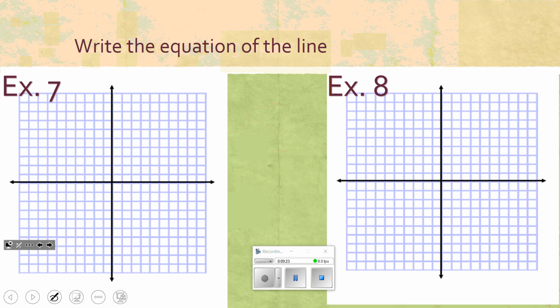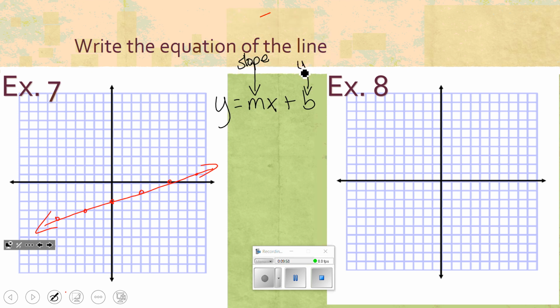Okay, so what we're going to do now is we're going to write equations from the lines. Again, sketch these the best you can. All right, so in order to write an equation, we need to understand y equals mx plus b. And we need to understand that m is your slope. And we need to understand that b is your y-intercept, meaning where it crosses the y-axis.